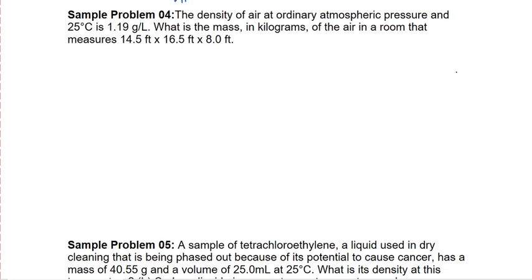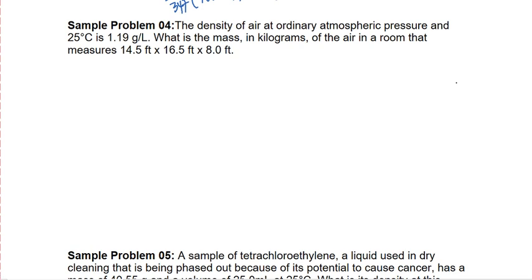Okay, next problem. Here we are given the density of the air at ordinary atmospheric pressure and 25 degrees Celsius, which is 1.19 gram per liter. What is the mass in kilograms of the air in a room that measures 14.5 feet by 16.5 feet by 8 feet? So this is what is given to us: the density, the atmospheric pressure at 25 degrees Celsius, and the volume.